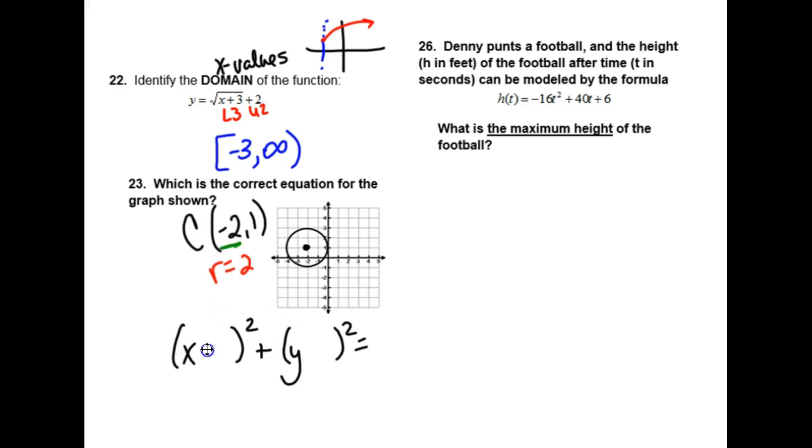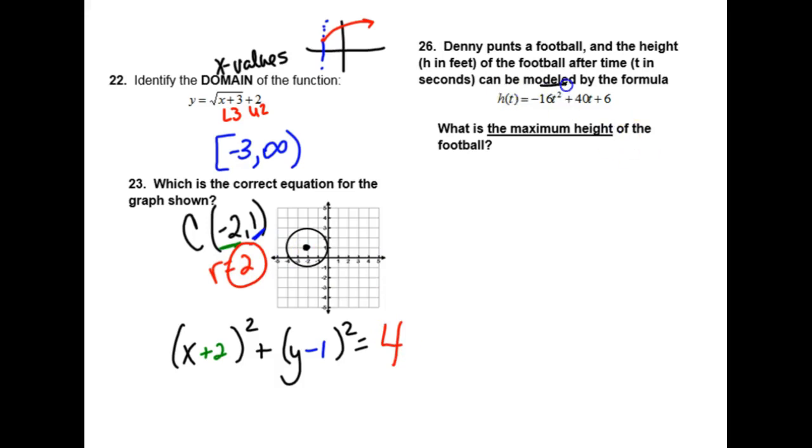An h value of negative 2 means this is x plus 2. And then a k value of 1 would make this y minus 1. There are built-in negatives in both the x and y this time. And then remember, it's your radius squared, so we're going to put a 4 on the back end there.